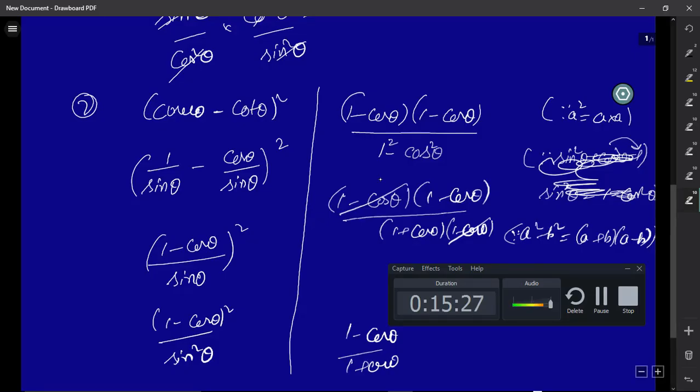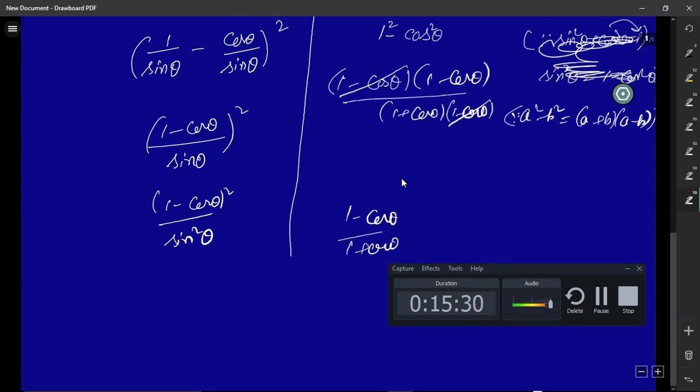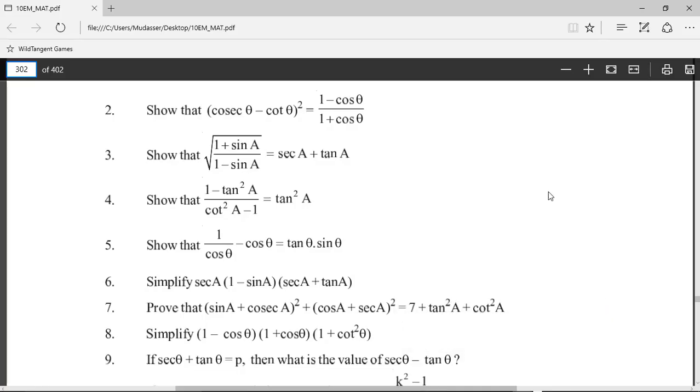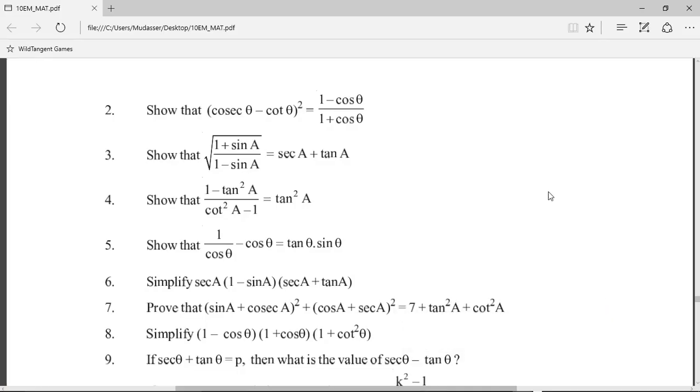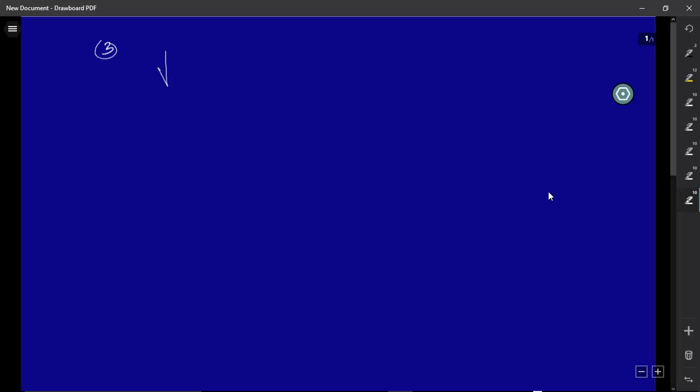Okay, we'll go ahead and work on the third one now. Show that square root of (1 plus sine a) by (1 minus sine a) is equal to secant a plus tan a. This is pretty simple. So the question is square root of (1 plus sine a) by (1 minus sine a). We'll have to show that this thing is equal to secant a plus tan a, right?